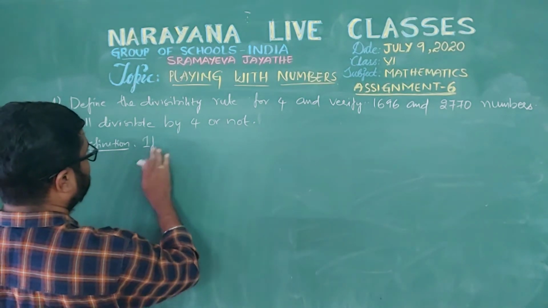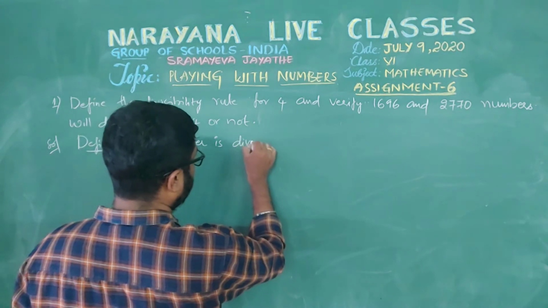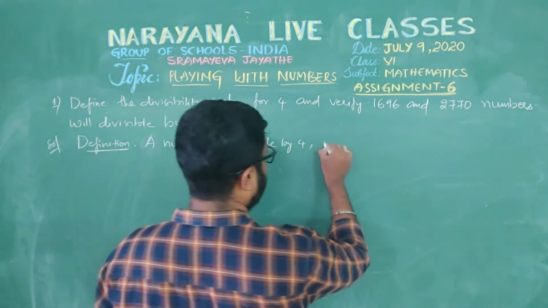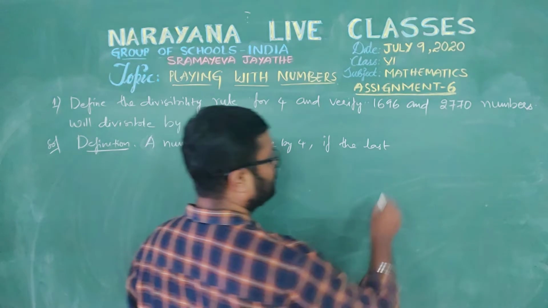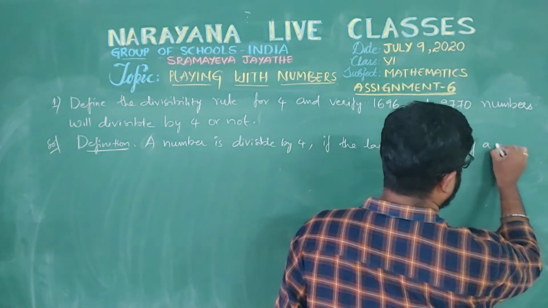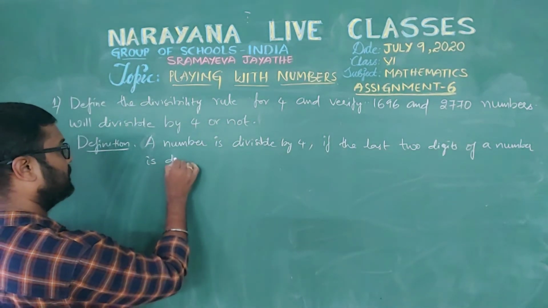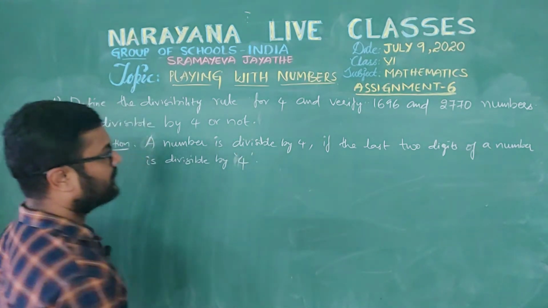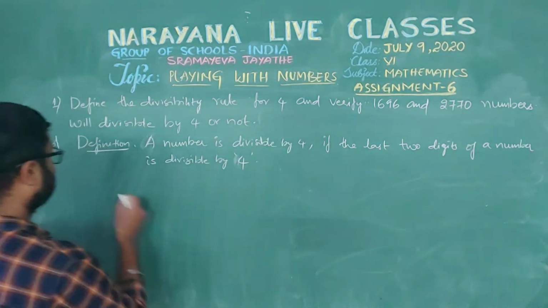If a number is divisible by 4 when the last two digits of a number is divisible by 4, then we can say that number is divisible by 4. So let's do the verification of using this divisibility rule.